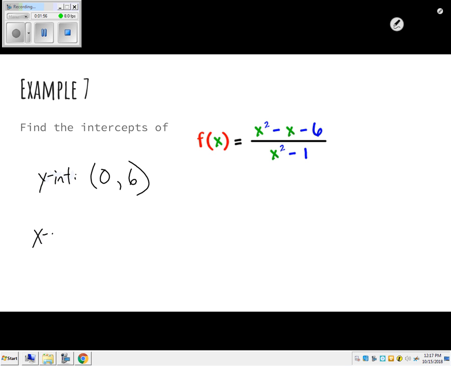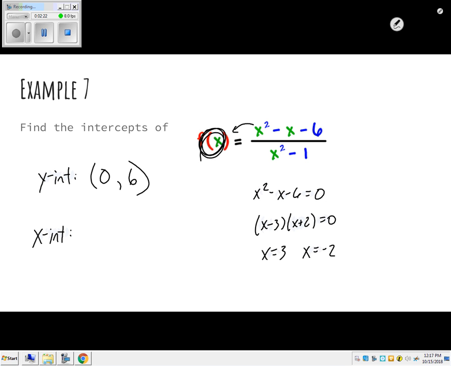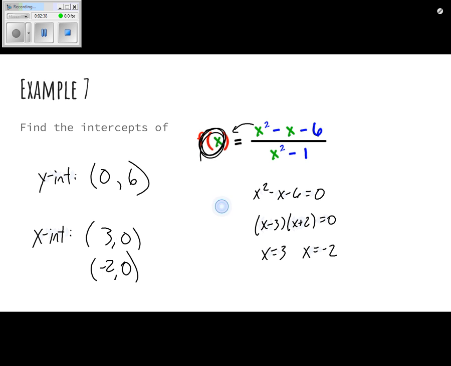Okay, for my x-intercepts. X-intercepts, it's actually, this is going to be 0 right here. So what happens is the whole thing has to be 0. But in order to make a fraction equal to 0, you just have to set the top equal to 0. So I do a little factoring. So x minus 3 equals 0, so x equals 3 and -2. So there's actually 2 of them. So it'll be the points 3, 0, and -2, 0. Okay, and that would be the only 2 spots that my graph touches the x-axis.